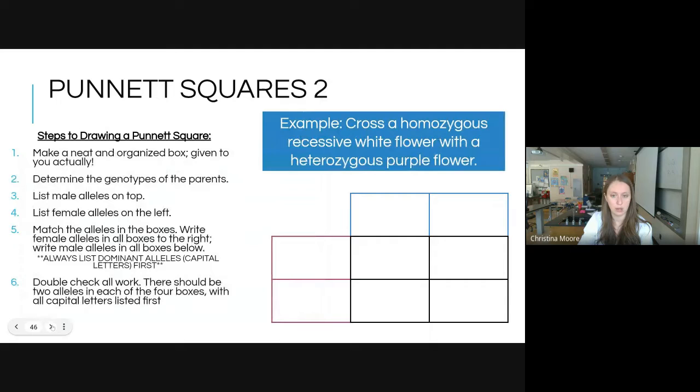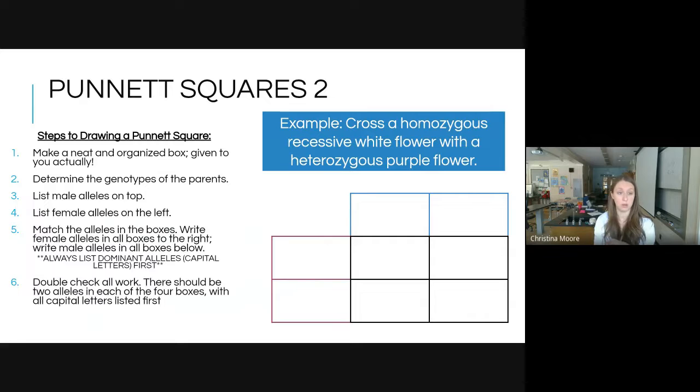Let's go ahead and now try out a different example. So here are my steps again. This question is leveling up just a little bit because it's telling me not the genotype exactly, but it's giving it to me in words. So this example says cross a homozygous recessive white flower with a heterozygous purple flower.